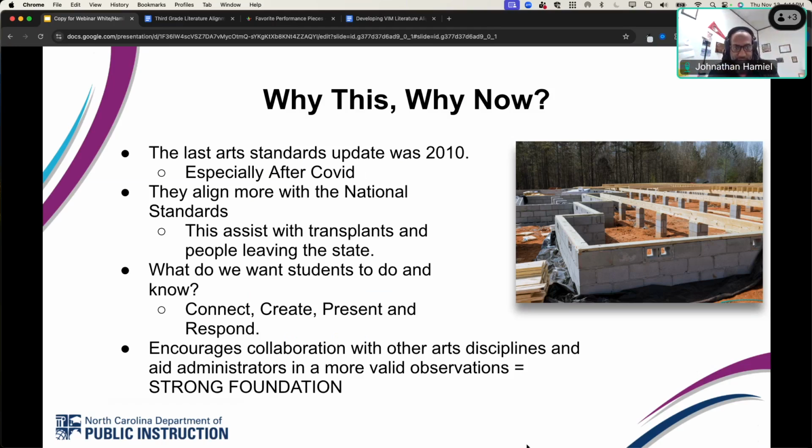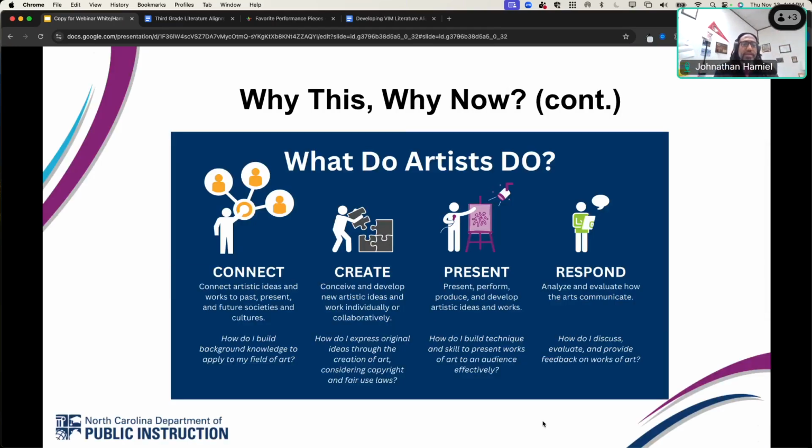Now, if you could change it. So once again, we're talking about why this, why now. And I remember Brandon and Laura talking about this in one of their so many webinars. It's great. But what do artists do? At the end of the day, what do artists do? When we're talking about these standards and creating standards, what do artists do?